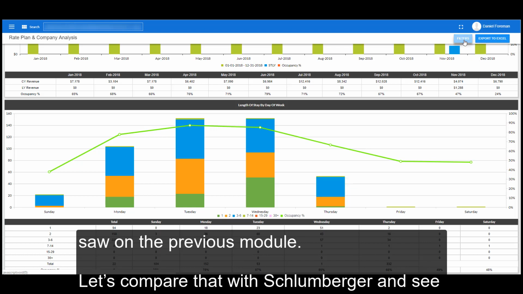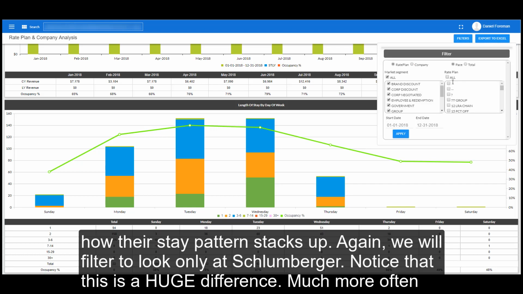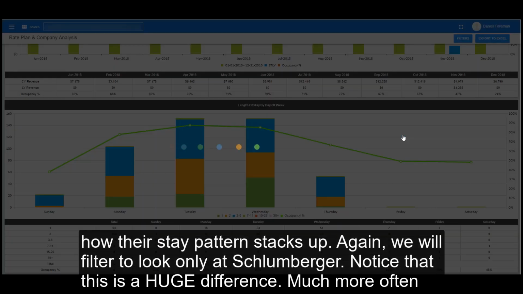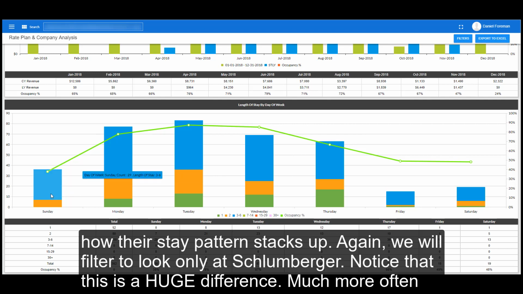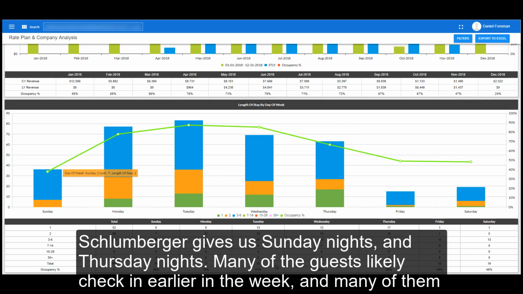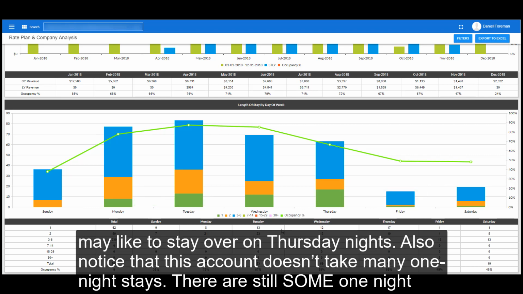And let's compare that with Schlumberger. And let's see how their stay pattern stacks up. Okay, so we're going to filter and just look at Schlumberger. And this is a huge difference. So notice that Schlumberger, much more often they take the Sunday night, they give us a Thursday night stay. So there's a lot of people that check in early in the week, and likely a lot of these guests like to stay over on the Thursday night. Also too, notice that they don't take many one-night stays.